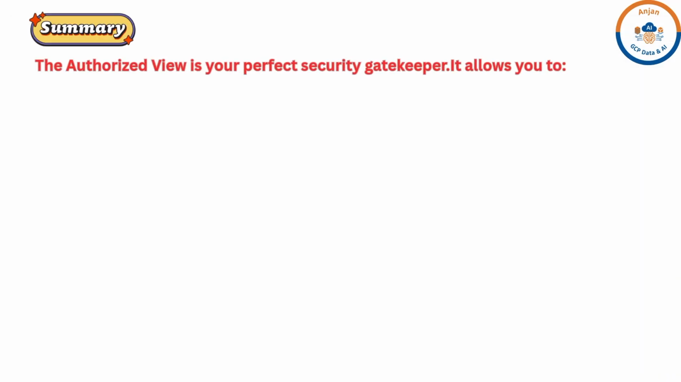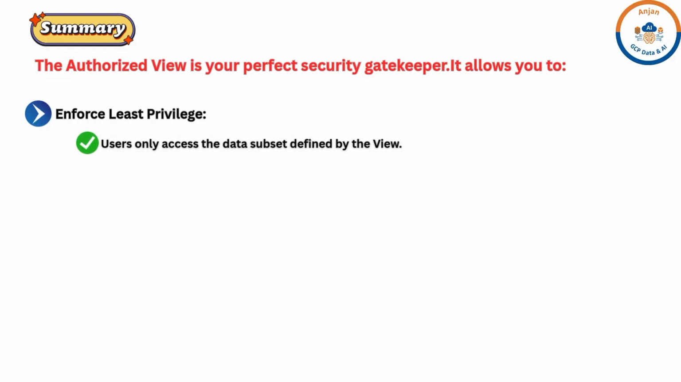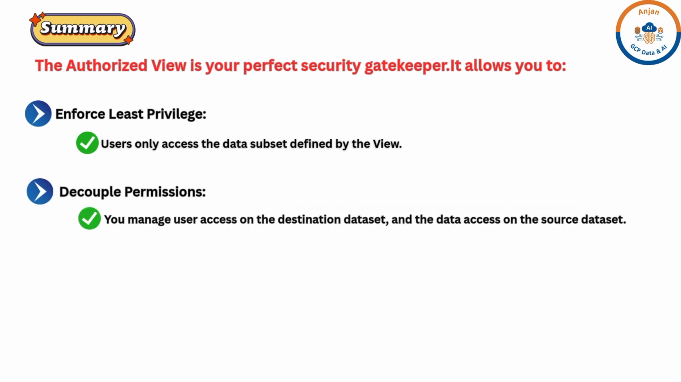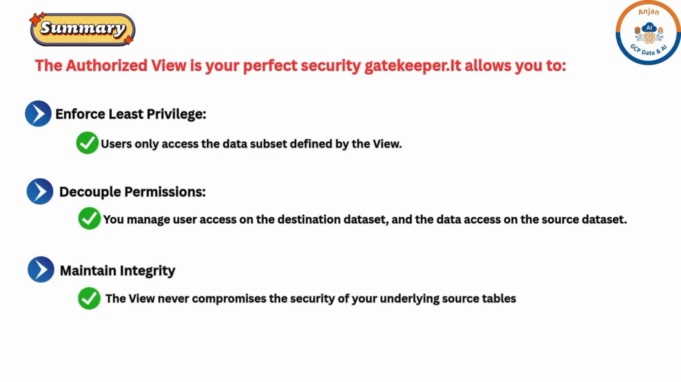The authorized view is your perfect security gatekeeper. It allows you to enforce least privilege. Users only access the data subset defined by the view. Decouple permissions. You manage user access on the destination dataset and the data access on the source dataset. Maintain integrity. The view never compromises the security of your underlying source tables. By implementing this three-part authorization mechanism, you can confidently share restricted, clean data with your business users while keeping your central data warehouse secure.